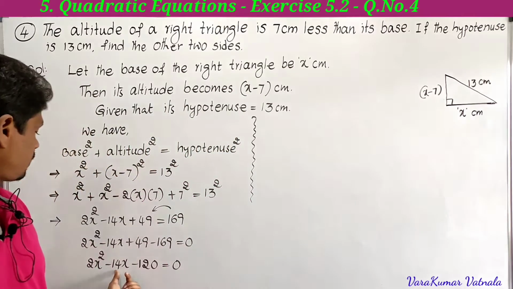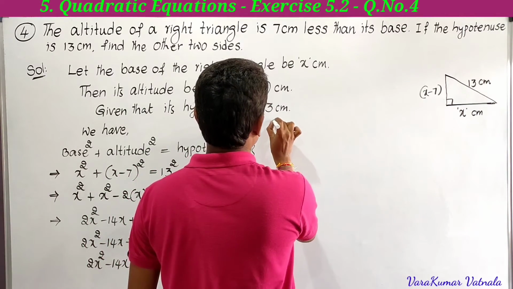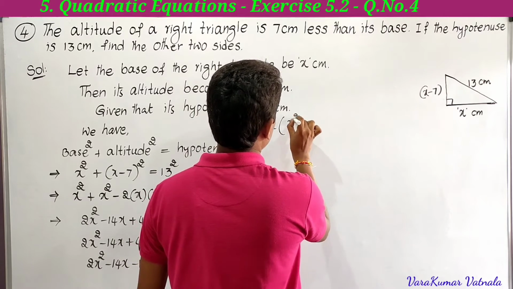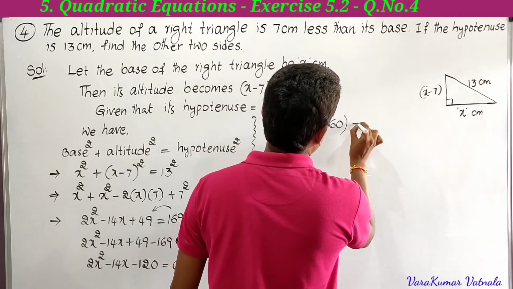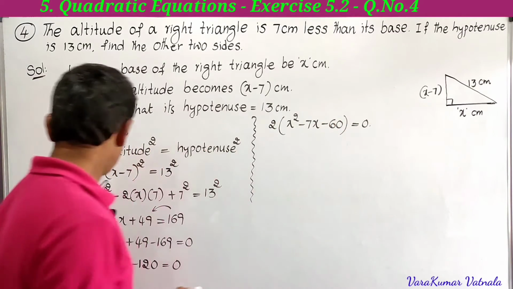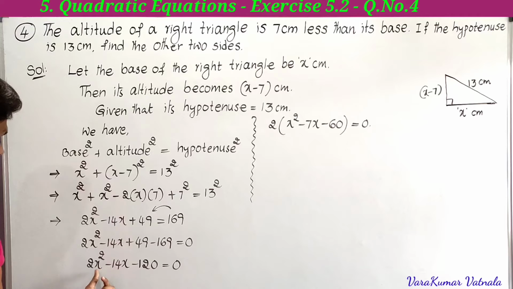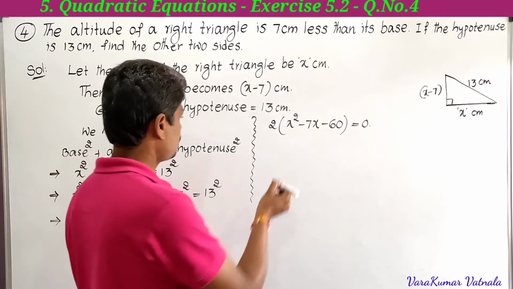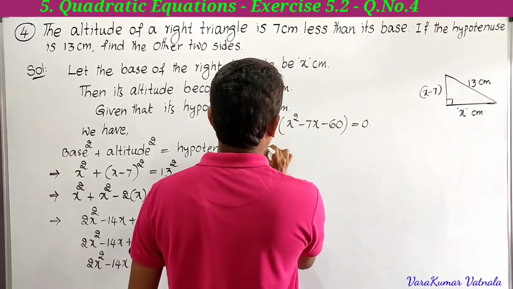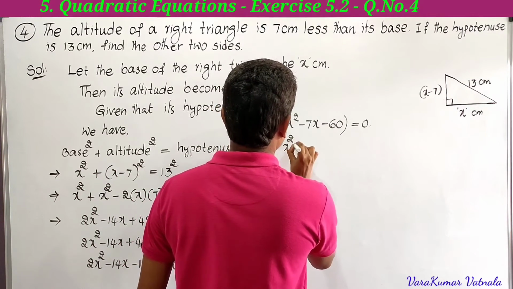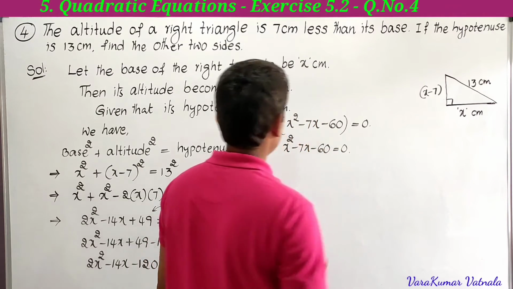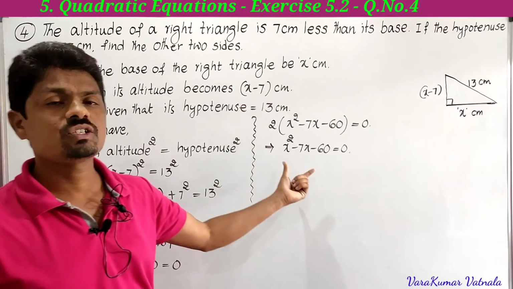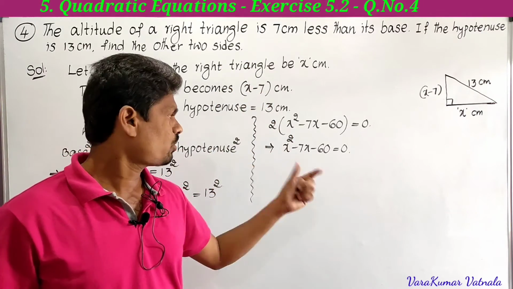So if we take 2 as common, finally we get 2 into x square minus 7x minus 60 is equal to 0. Take 2 to the right side, finally we get x square minus 7x minus 60 is equal to 0. So this is the formed quadratic equation from the given situation. So now we have to solve.